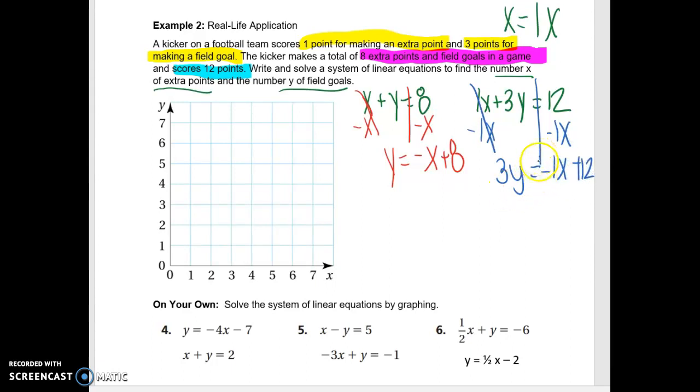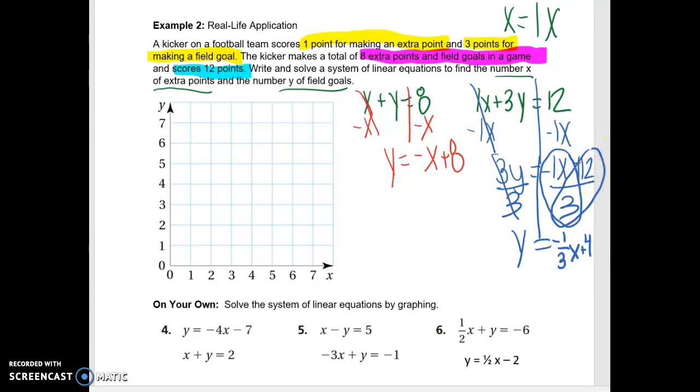I then need to get rid of this 3 that's attached to the y, so I'm going to divide each side by 3. Negative 1 divided by 3 is a negative 1/3 x. 12 divided by 3 is a positive 4. So for this particular equation, I know my slope is negative 1, or negative 1 over 1, and my y-intercept is 8. For this one over here, my slope is negative 1/3, and my y-intercept is 4.